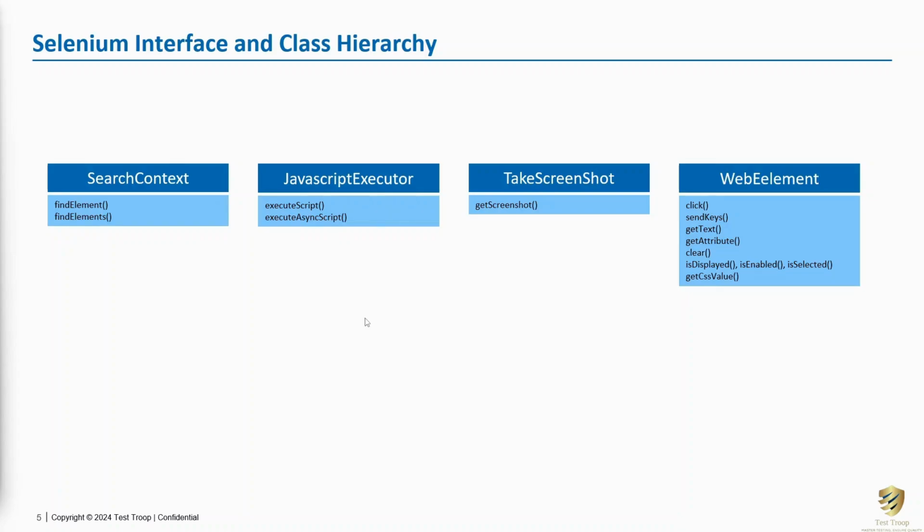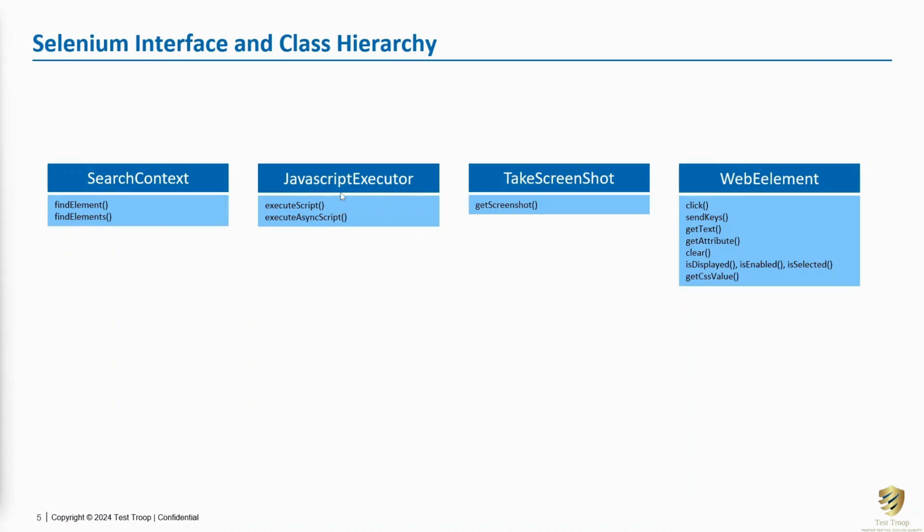Here we will try to go a little deeper into these interfaces and see some of the methods that are exposed by each of them. The SearchContext interface provides the essential methods like find element by the locators and find elements by the locators, which are fundamental for locating and interacting with the web elements in Selenium.